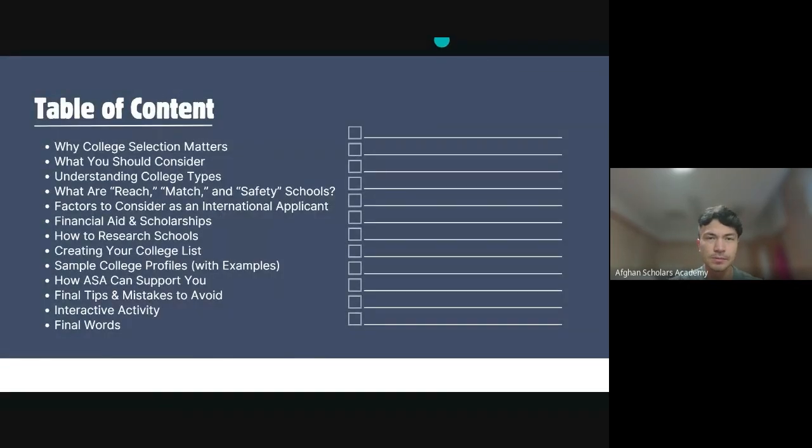So in this session, we will talk about why college selection matters, why it's important, and what you should consider while selecting a school. We'll talk about understanding the college types, what are reach, match, and safety schools, and factors to consider as an international applicant. And also, we'll talk about financial aid, scholarships, how to research schools, and how to create your college list and sample college profiles.